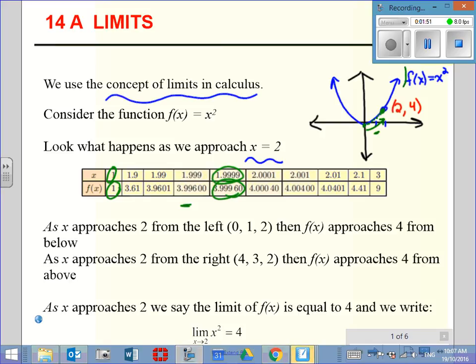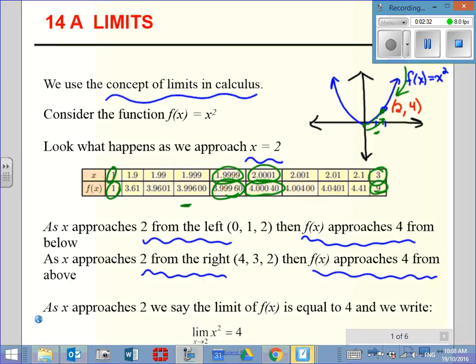So let's see what happens as I travel from the right. Coming from, let's say, an x value of 3, and then we get closer and closer to 2. What's my y value doing? My y value is starting up at 9, and I get closer and closer to 4. So what we can say is we're getting so close to 4. We actually have a point at x value of 2 and y value of 4. So we can say that we actually are approaching 4. From the left and from the right, we wind up getting the same y value. So as x approaches 2 from the left, f of x approaches 4 from below. And as x approaches 2 from the right, then f of x approaches 4, but from above.